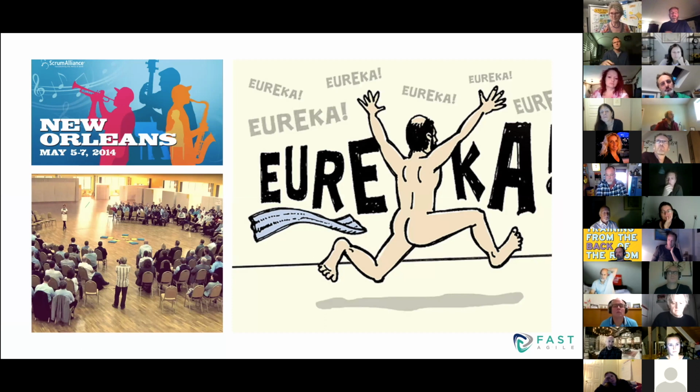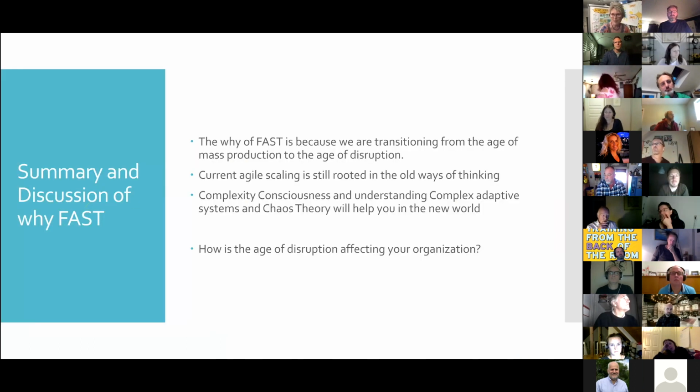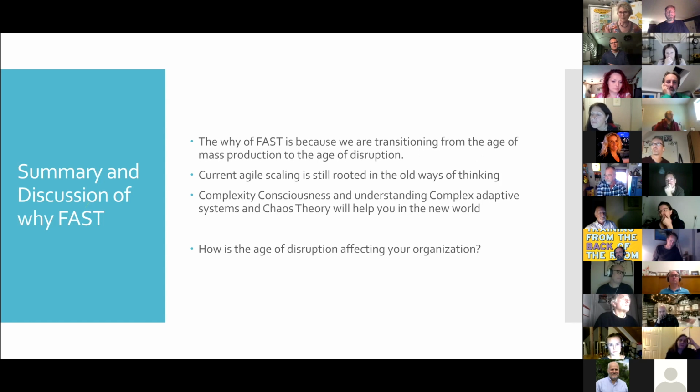So that was my eureka moment. That's how I got to, hey, this is what we should be doing. So I'm going to summarize the why of FAST. Really, the why of FAST is because we're transitioning from the age of mass production to the age of disruption. We need to change our mindsets. We need to work and think differently. Current agile scaling is still rooted in old ways of thinking, I feel. And complexity consciousness and understanding complex adaptive systems and chaos theory will help you into this new world.